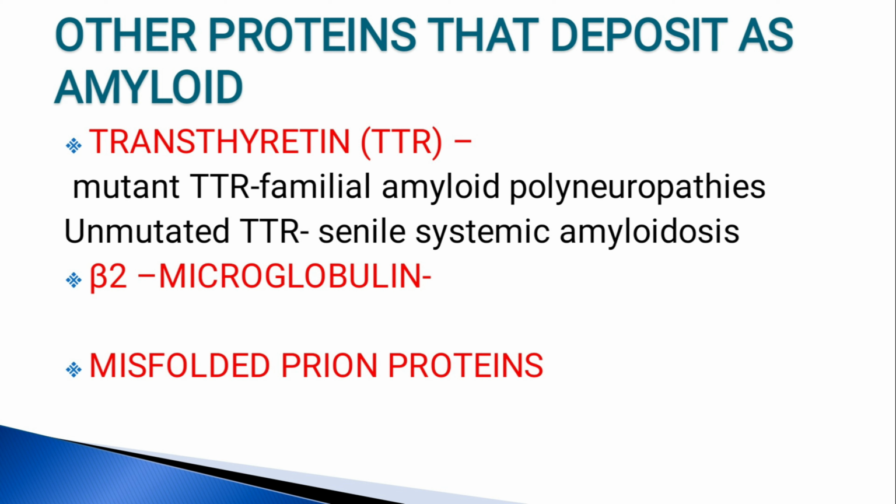Next is the beta 2 microglobulin. It is a component of MHC class 1 molecule. It gets deposited in or around the joint or soft tissue of the patient. Next is the misfolded prion protein, which also deposits as amyloid.